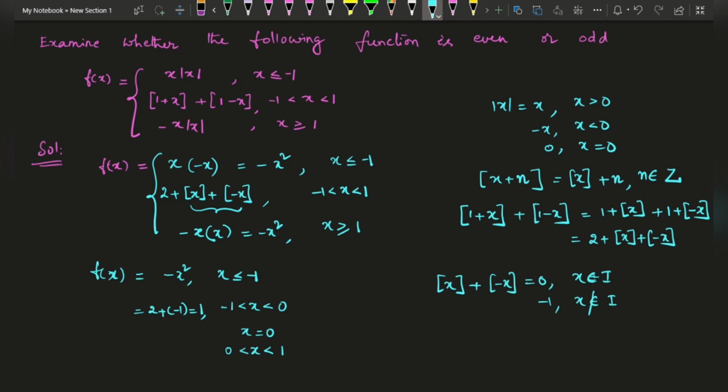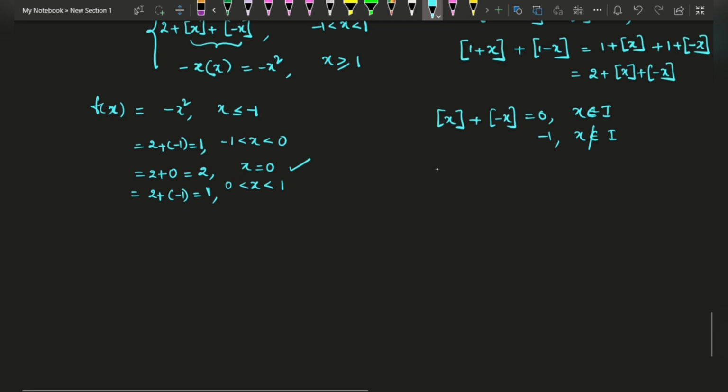Now for x is equal to 0, obviously 0 is an integer. Integral part of x plus integral part of minus x is 0. 2 plus 0, this is 2. Similarly, in the fourth case, 0 less than x less than 1. Even here, every real number between 0 and 1 are non-integers. So 2 plus integral part of x plus integral part of minus x is nothing but minus 1. 2 minus 1, 1. And what about the next one? For x is greater than or equal to 1, it is defined as minus x square.